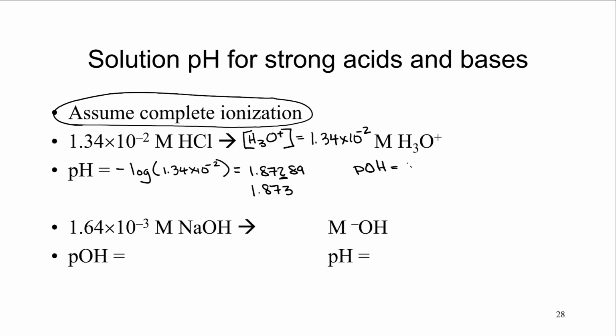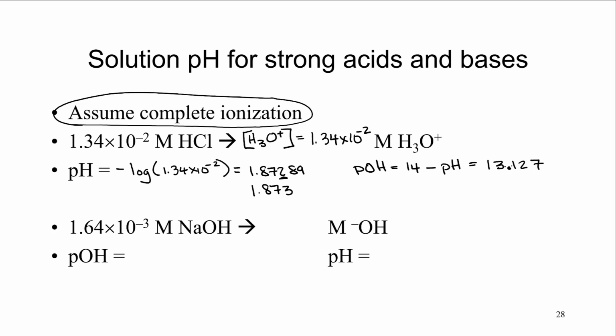Now, if you want the pOH of that solution, it's easy to get from here because the pOH is just going to be 14 minus the pH. And so that value ends up being 13.1271. So we'll just write it as 13.127. Again, 3 sig figs.